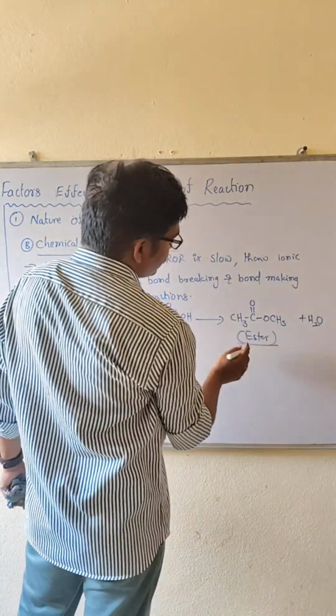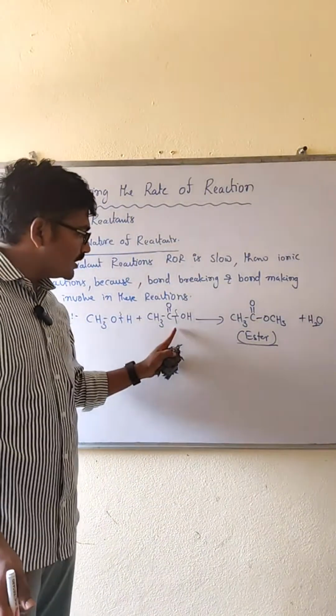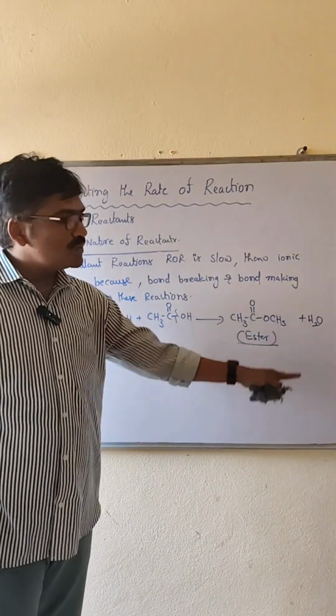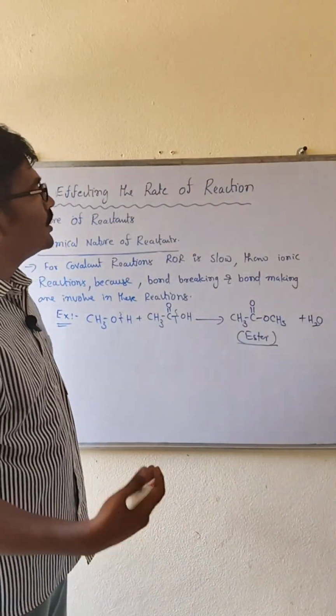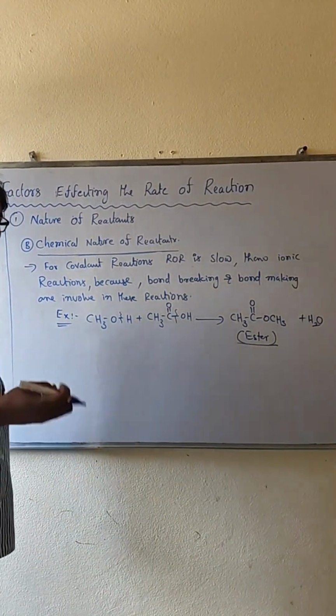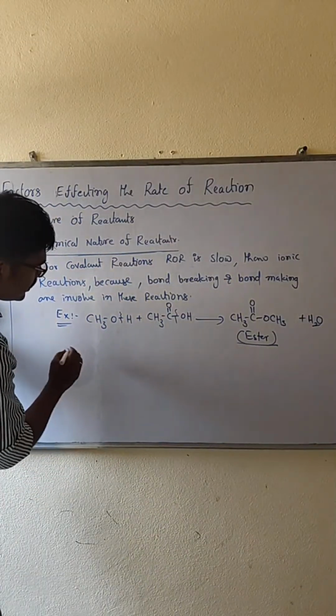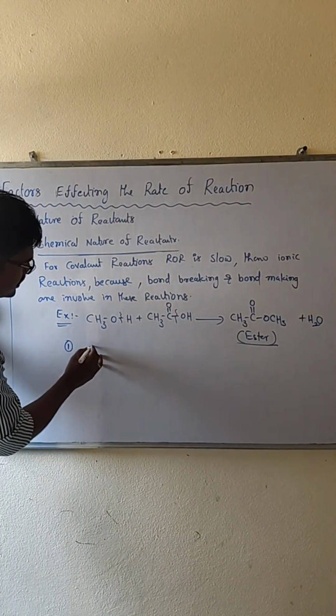In the formation of ester, what happens? Bond breaking happens, then in both cases bond making happens, nothing but new bonds are formed. So that is what takes the time here. So it is time taking for this reaction. See, look at one more example.